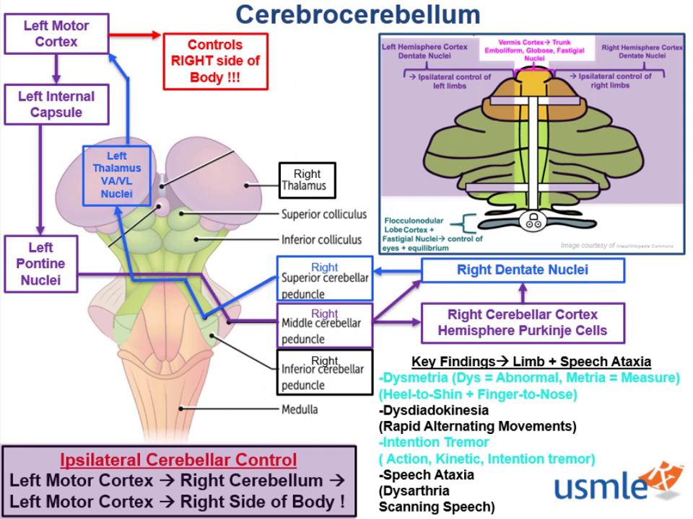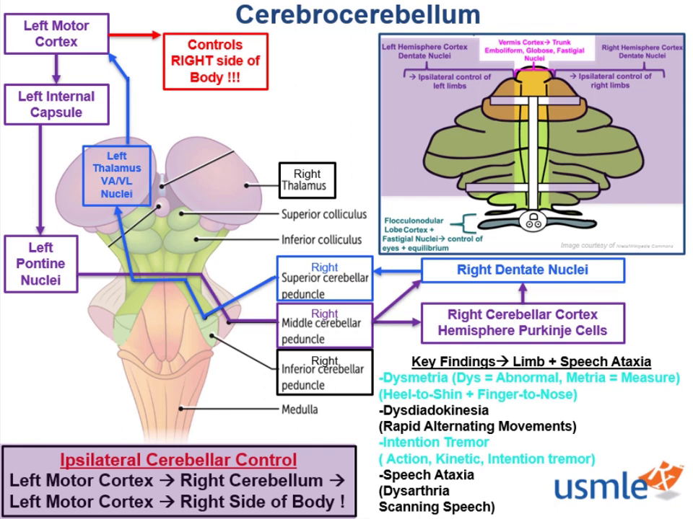An intention tremor is an action and kinetic tremor, meaning it occurs with voluntary movement, not at rest like the tremor in Parkinson's disease, and manifests as a zigzag motion as the hand approaches a target. This would be seen with finger-to-nose testing for dysmetria, as it falls under that category. This tremor improves with rest.